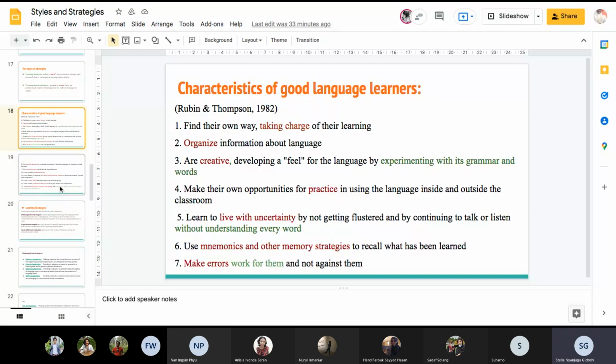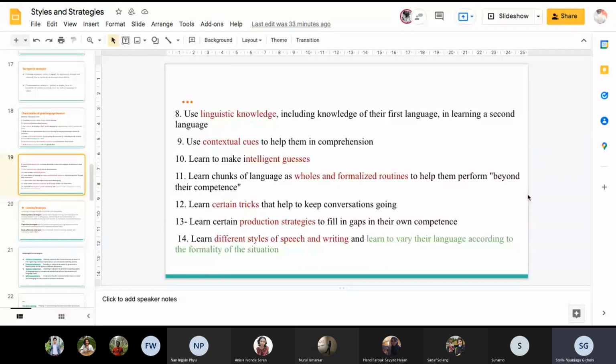The others, number 8, they're able to use linguistic knowledge. Now, what does that mean? They have knowledge of their first language. For example, they know that this is a cup, in my language, this is how a cup looks. So they're able now to use that knowledge to employ it in learning the second language.